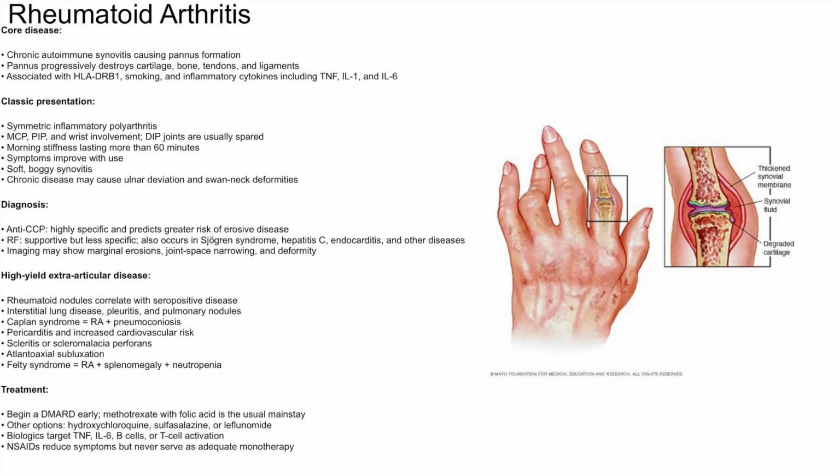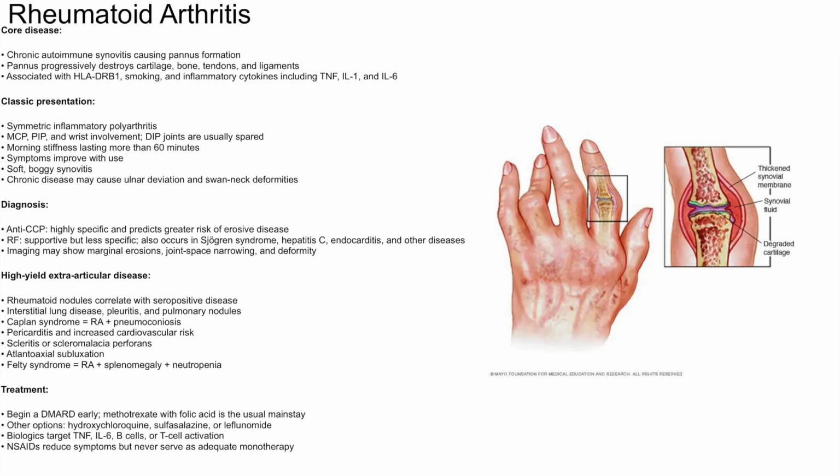Rheumatoid arthritis for the 100th millionth time. So rheumatoid arthritis is a chronic autoimmune synovitis that forms an inflammatory pannus, which progressively destroys cartilage, bone, tendons, and ligaments. It causes symmetric pain and boggy swelling of wrists, MCP joints, and PIP joints, while usually sparing the DIPs. Morning stiffness lasts longer than an hour and improves with activity. Anti-CCP is a more specific antibody and predicts erosive disease, while rheumatoid factor is less specific.